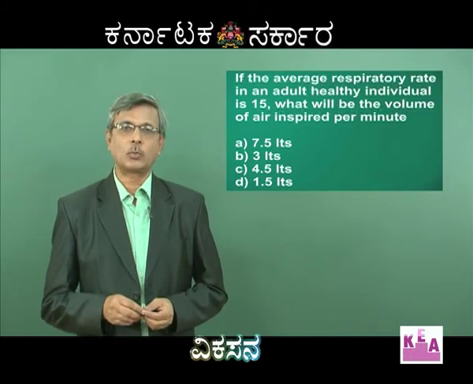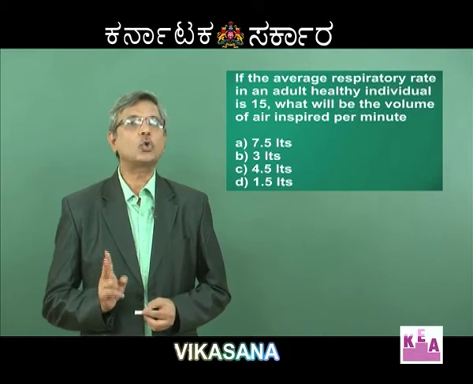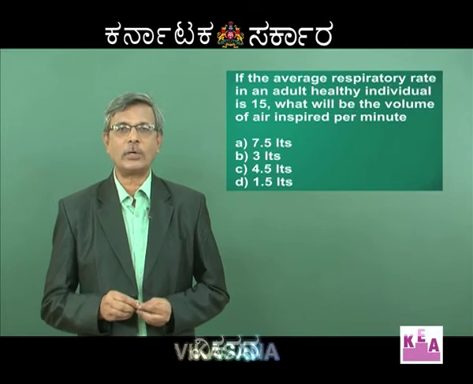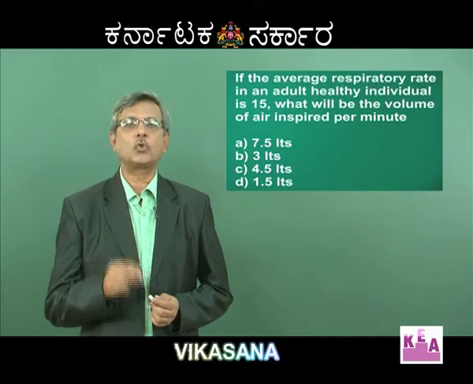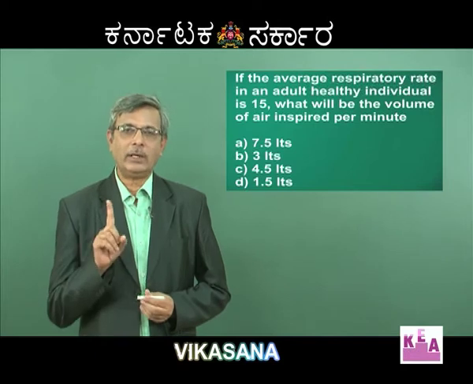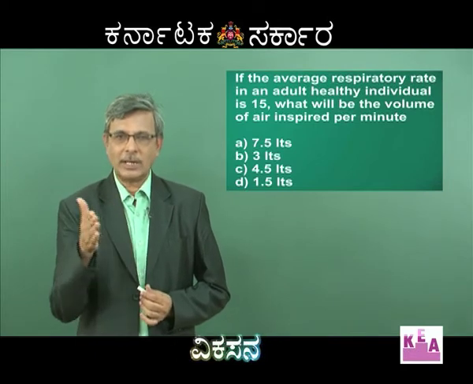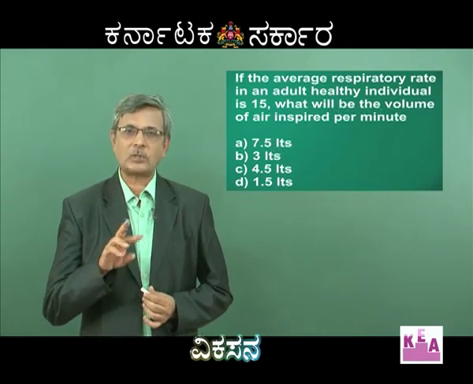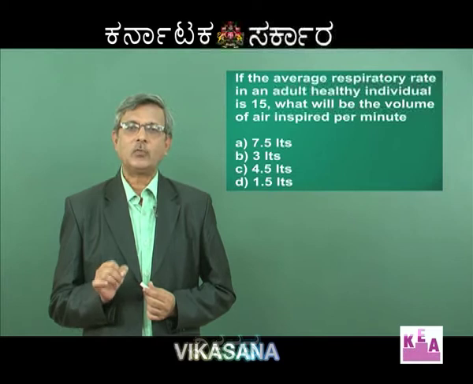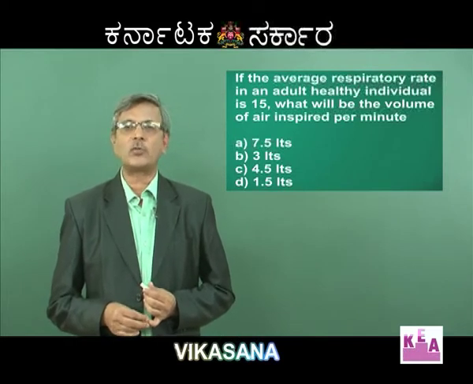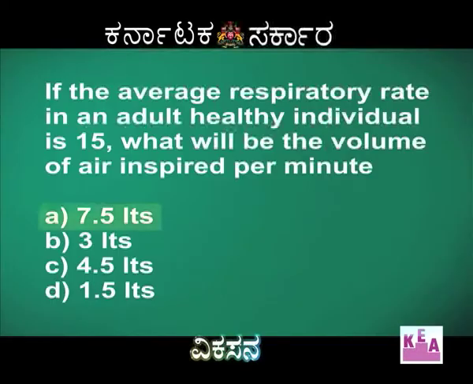While talking about cardiac output, I told you cardiac output is determined by two factors. One is heart rate and the other one is stroke volume. In the same way, minute volume of air is also determined by two factors. One is the tidal volume, which is like stroke volume. The second one is respiratory rate. Here in the question, respiratory rate in an adult healthy individual is given as 15, and tidal volume we know as 500. So if we multiply 15 with 500, it comes to 7,500 milliliters. Thereby the answer is 7.5 liters, that is option 1.